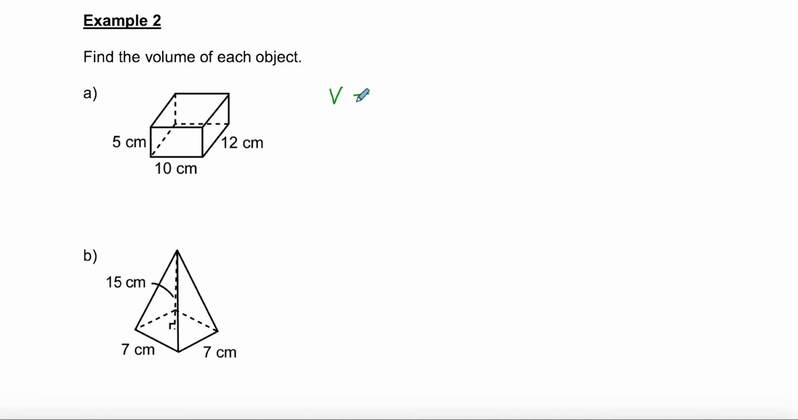Volume for this shape, I like these, length times width times height. Because you're multiplying them all together, it doesn't really matter which number you put first. You could decide this is the length and this is the width and this is the height. If I did it that way, I would do 10 times 12 times 5. But any order of those numbers doesn't matter because we're multiplying them together anyway. And then I get 600 centimeters cubed now because we're actually looking at the volume of the shape.